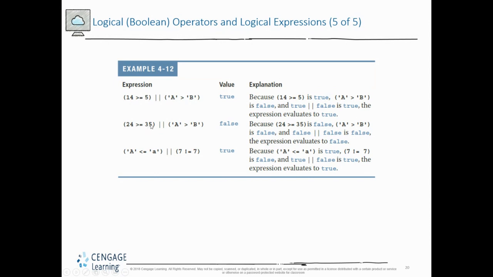24 greater or equal 35 is false because it's less than. A is greater than B is false because it's less than. So here we don't have either. This is false and this is false, so the answer is false.